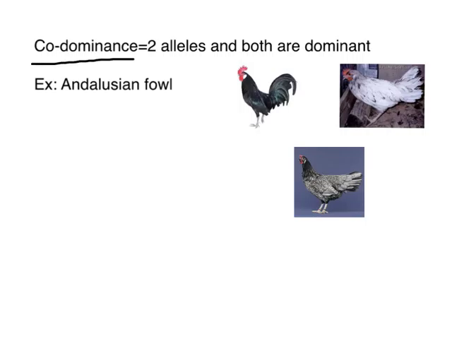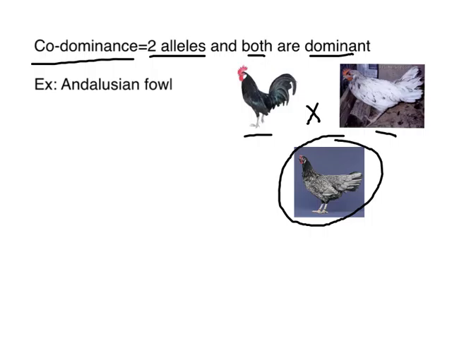Now let's look at another situation of codominance. We're doing these two together because you do the Punnett squares the same way and you assign the alleles the same way. In codominance, instead of the dominant not quite being dominant enough to completely cover, in this case you actually have two alleles that are both dominant. An example of this is Andalusian fowl, where if I cross a black chicken with a white chicken, I get this guy right here, and I call it checkerboard because you can see the black and white together.